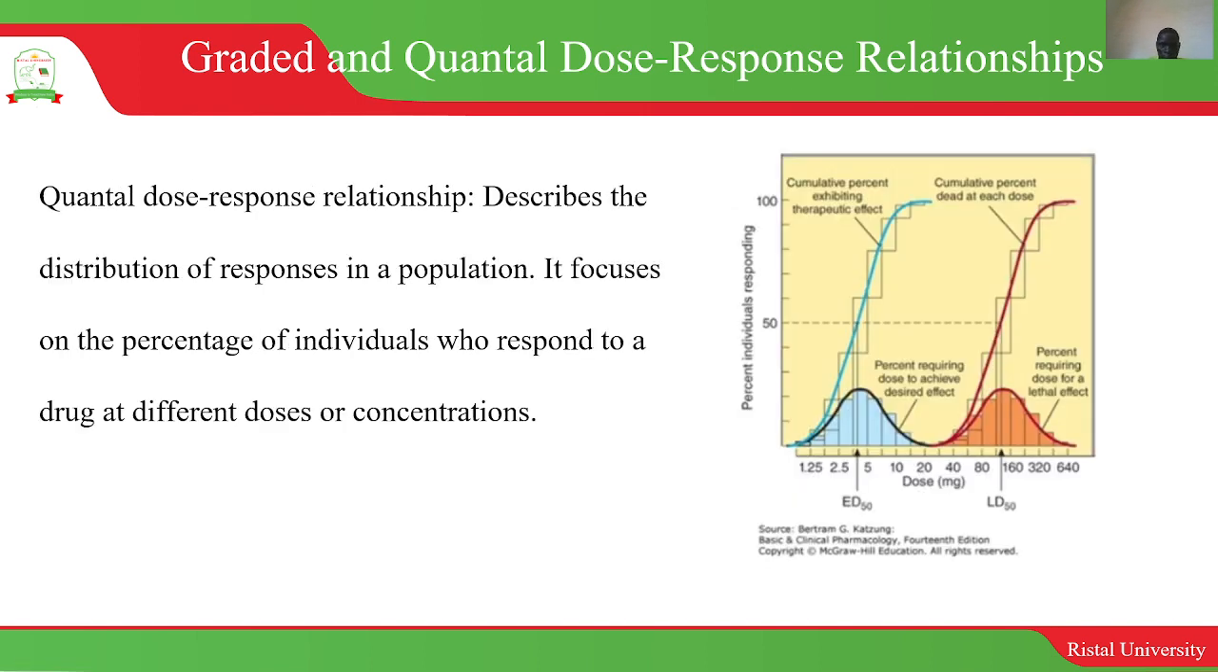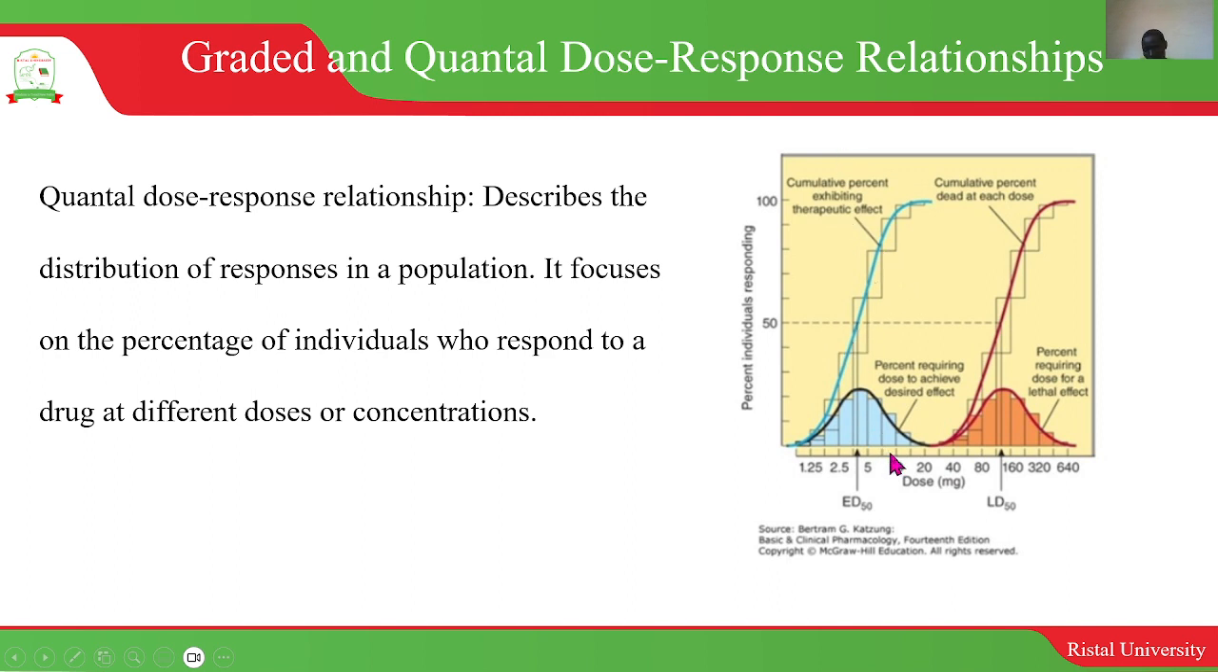Still continuing with the graded and quantal dose response relationship, we said the quantal dose response relationship describes the distribution of responses in a population, and it focuses on the percentage of individuals who respond to a drug at different doses or concentrations. So let's again look at this graph.